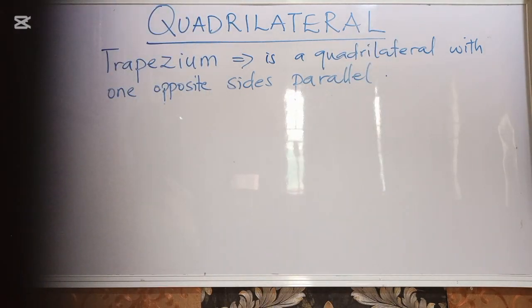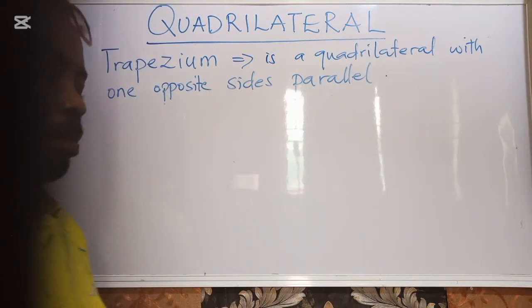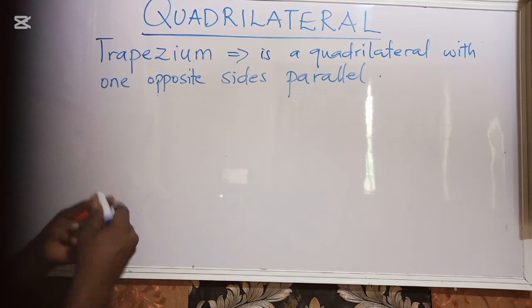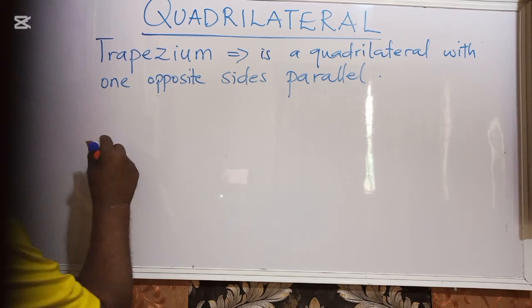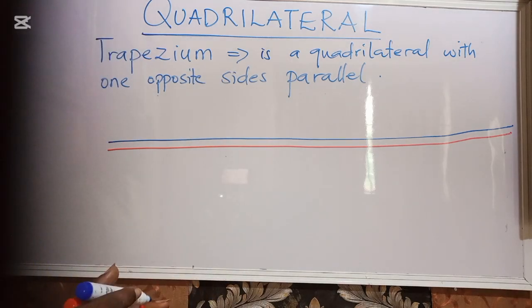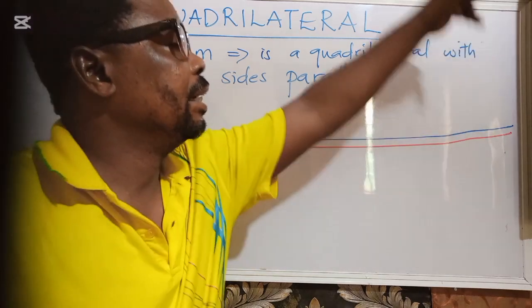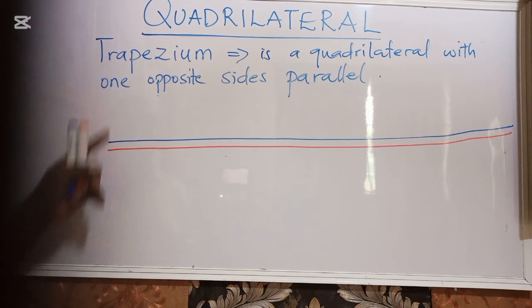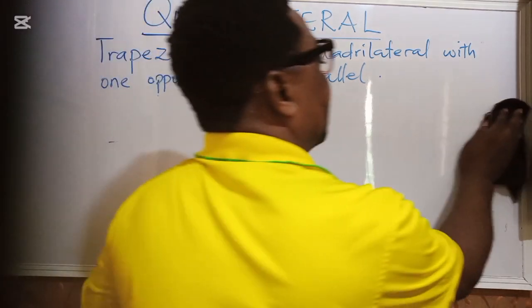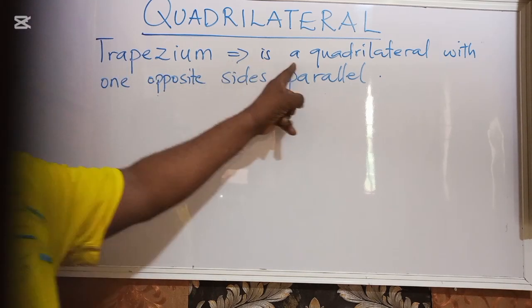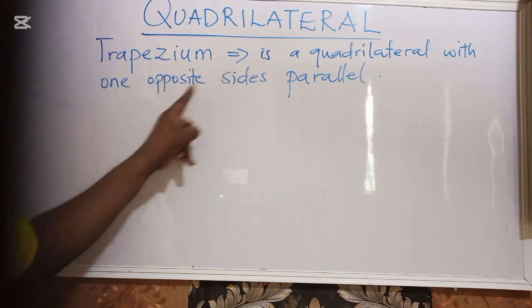So what do we mean by parallel? Parallel lines are lines that can never meet. Just like when I take these two markers, when we say parallel lines, that means two lines that can never meet. We keep going this way, and they can never meet. They keep moving like this till kingdom come, and they will not meet each other at any point. So parallel lines are lines that can never meet. Trapezium is a quadrilateral with one pair of opposite sides parallel.